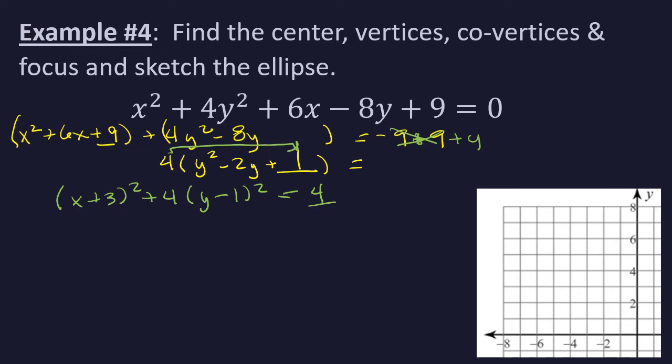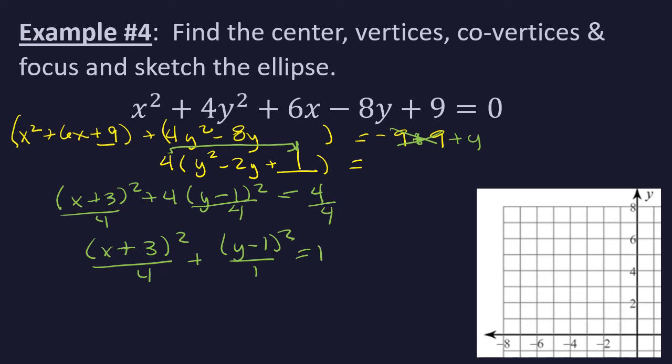If you think back, the equation of conic sections always equals 1, so I'm going to divide everything by 4, and this is going to give me the standard form of my ellipse. (x + 3) quantity squared over 4, and I have (y - 1) quantity squared over 1, and that equals 1. So my center is going to be (h, k), so my center is going to be (-3, 1). So I can come over on my graph and graph (-3, 1).